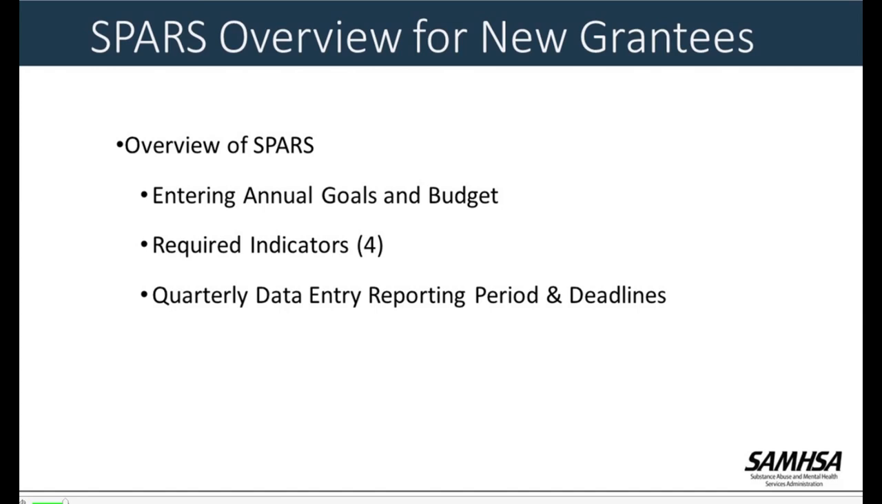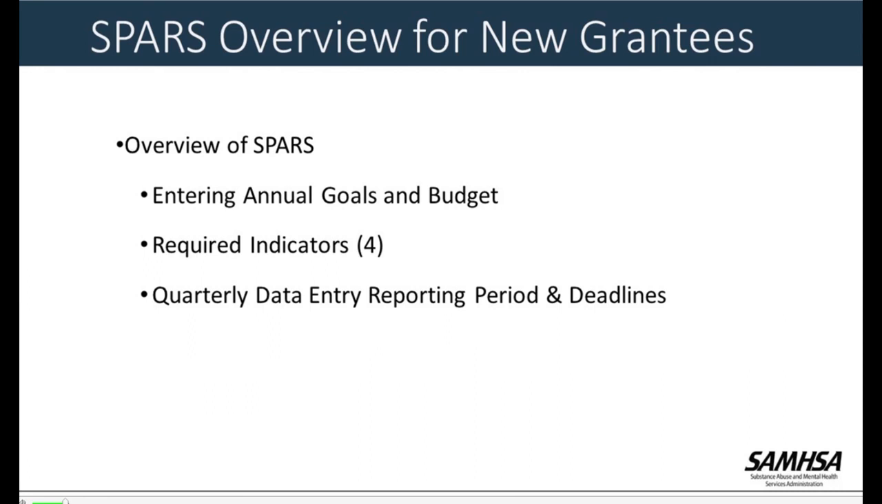Okay. So I'm going to do a quick overview of SPARS. I'm going to be discussing entering your annual goals and budget. I'll be talking about the 4 required indicators, quarterly data reporting, and periods and deadlines. I also want to caution everyone that if you were a sub-grantee from a different cohort, data requirements do change yearly depending on the administration and SAMHSA's congressional justification. So the indicators in a different cohort are going to be different in this cohort.